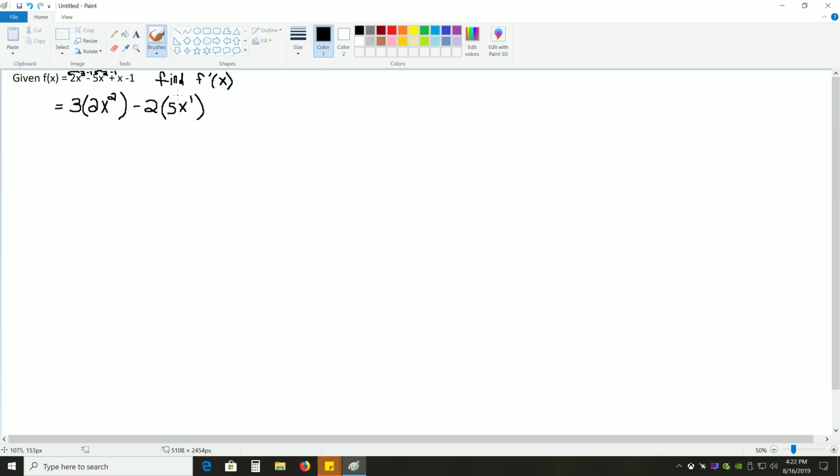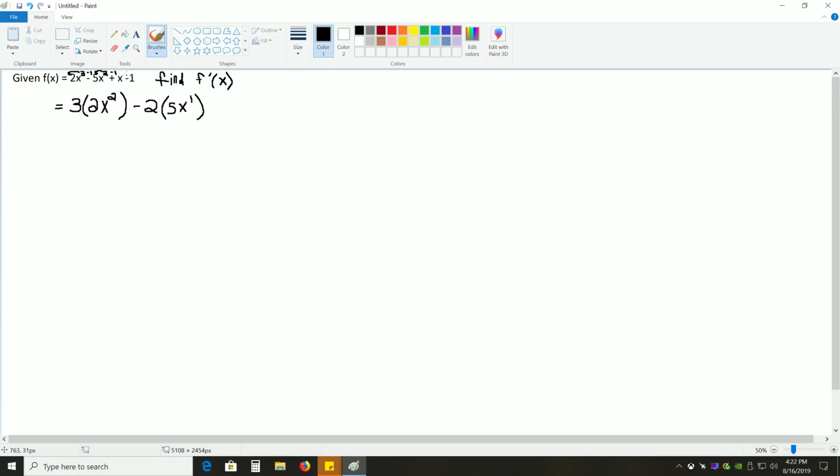Okay, so let me go through that one more time. We take the 2 and multiply it out front. So we have a minus this 2 times, we had a 5x to the 2 minus 1. That gives us 5x to the first.